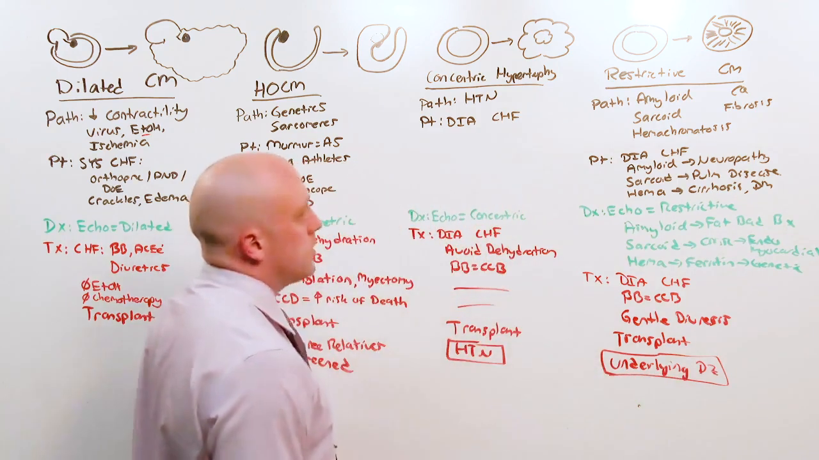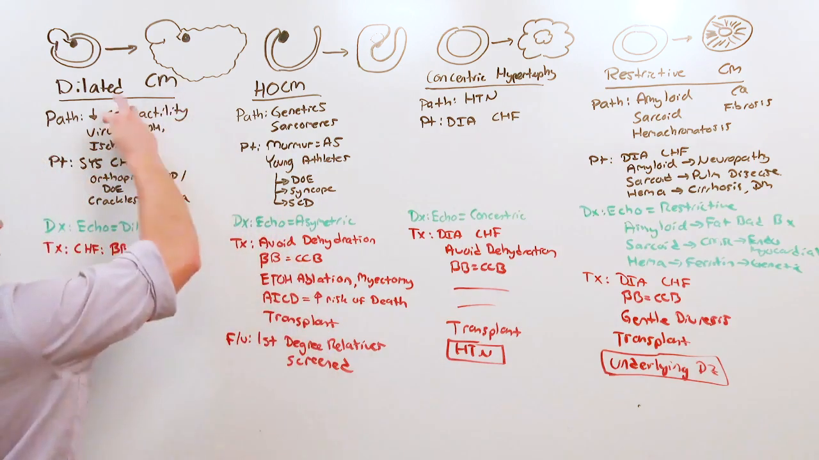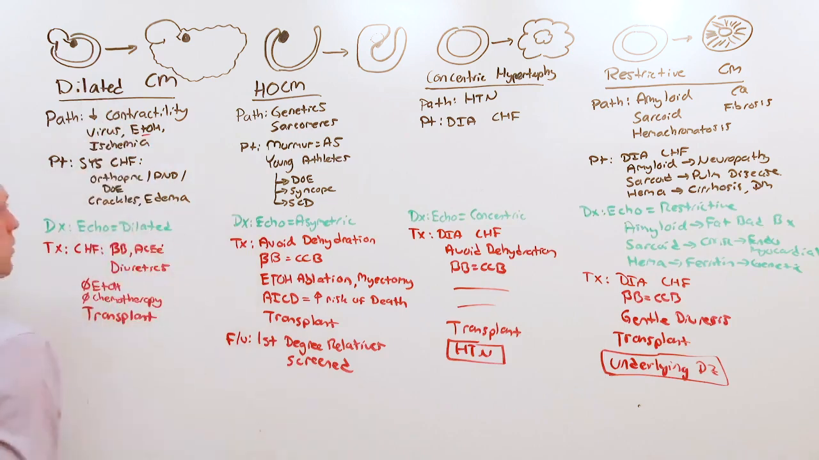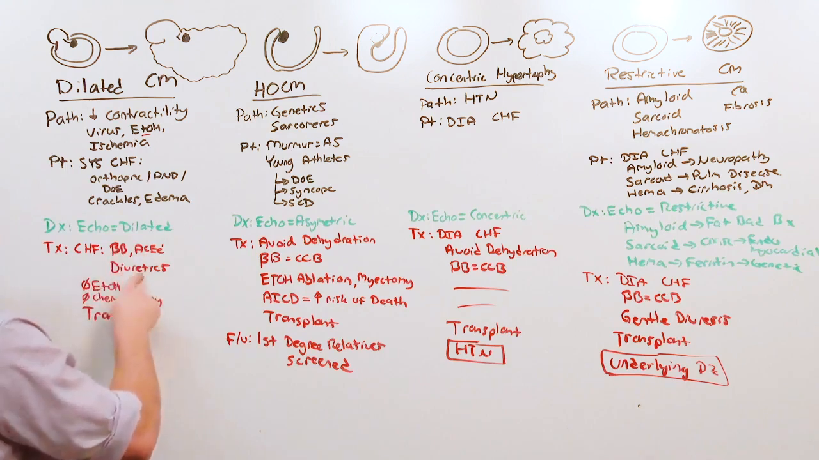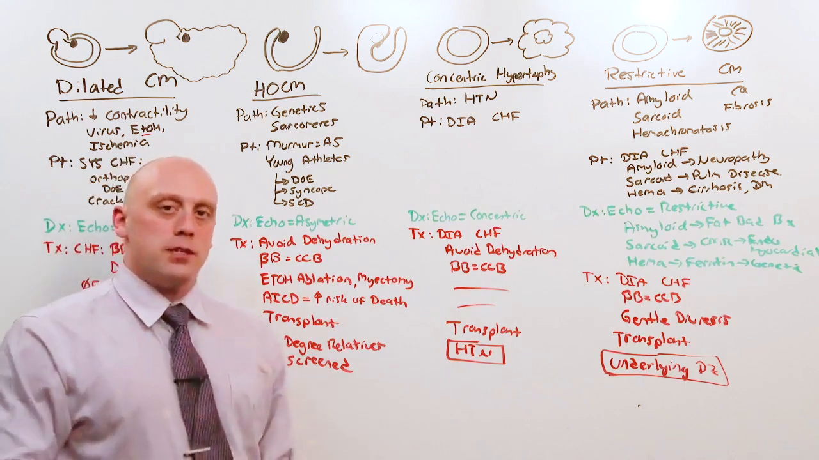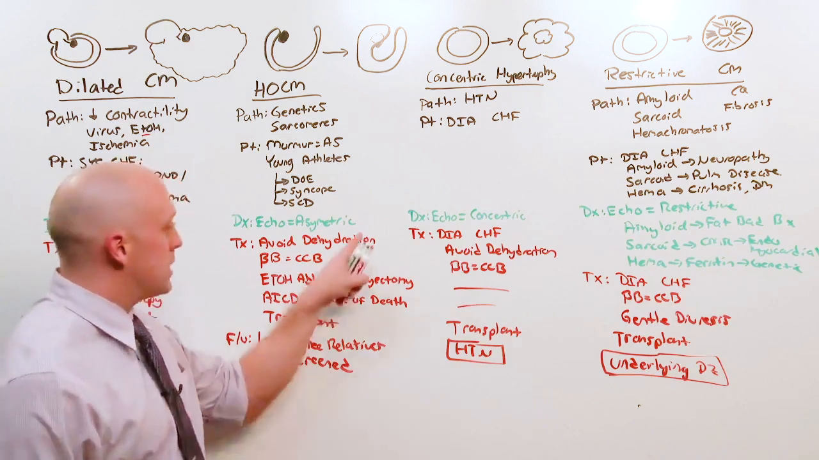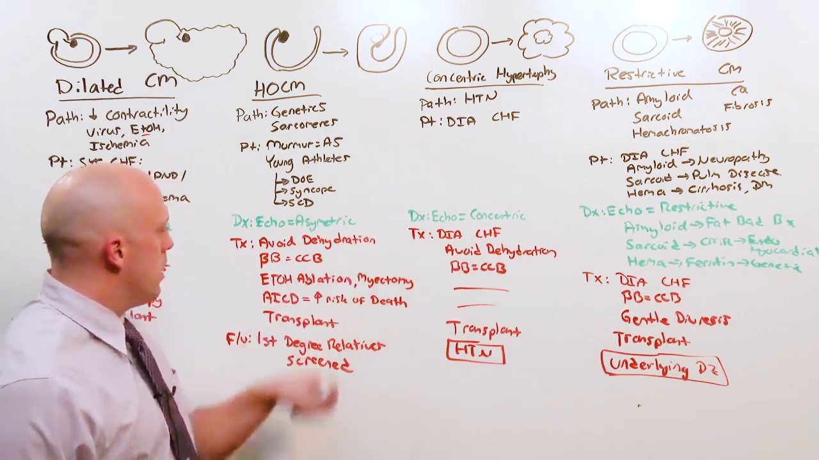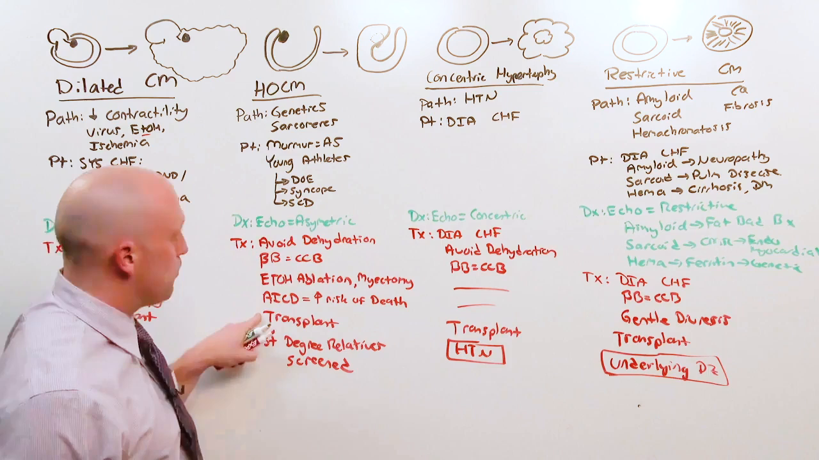All right, so let's step back and take a look. Four diseases we talked about. Dilated cardiomyopathy, anything can cause it. It's systolic heart failure from low EF. Diagnosed with an echo, beta blocker or diuretics. HOCM, genetic, young athlete, syncope with a murmur. Get an echo and show an asymmetric hypertrophy of the septum. Rate control, avoid dehydration, and some other stuff you can do.